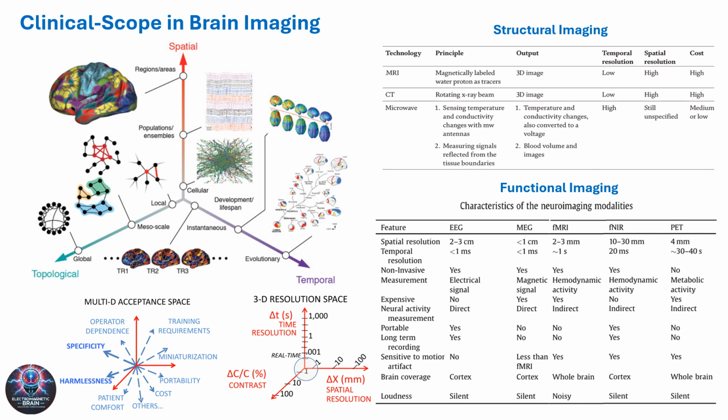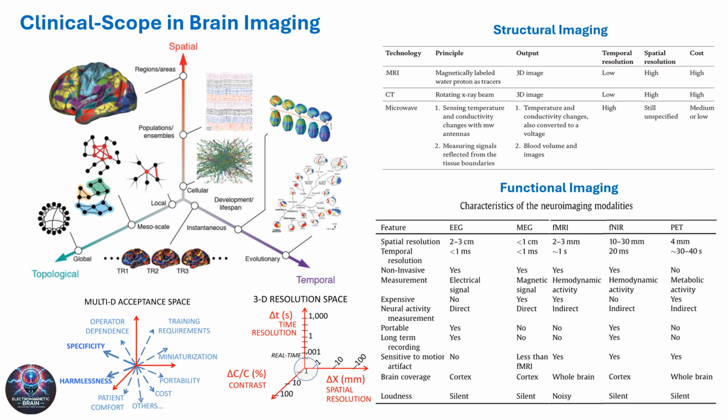Microwave-based imaging is an emerging technology. This technique involves sensing temperature and conductivity changes using microwave antennas, measuring signals reflected from tissue boundaries to generate images. Microwave imaging can detect temperature variations and blood volume changes, which can be converted to electrical signals for analysis. It offers high temporal resolution but still has unspecified spatial resolution. One advantage of microwave imaging is that it has the potential to be less expensive compared to MRI and CT, making it a promising tool for broader clinical use.